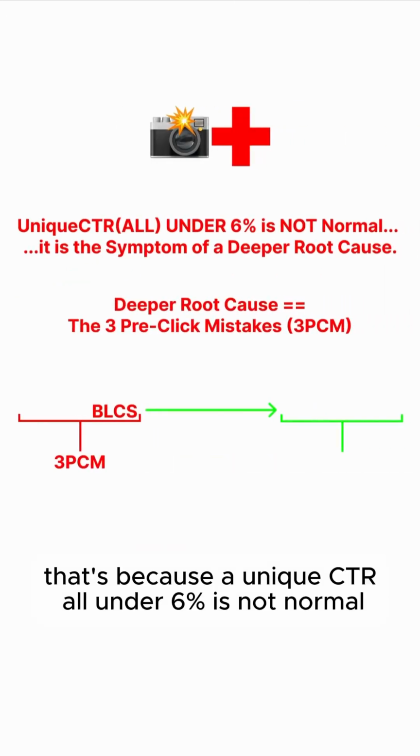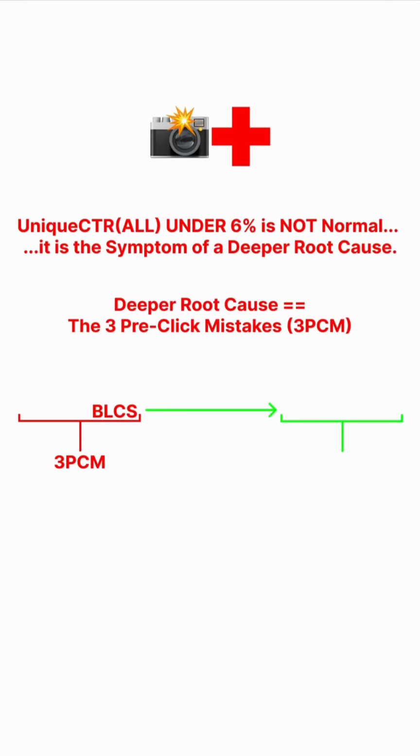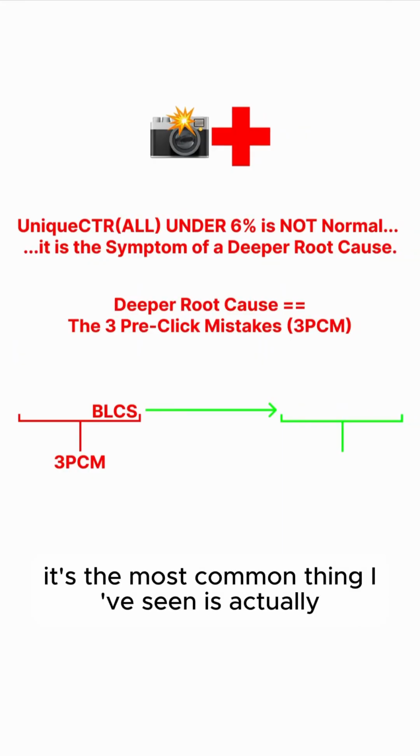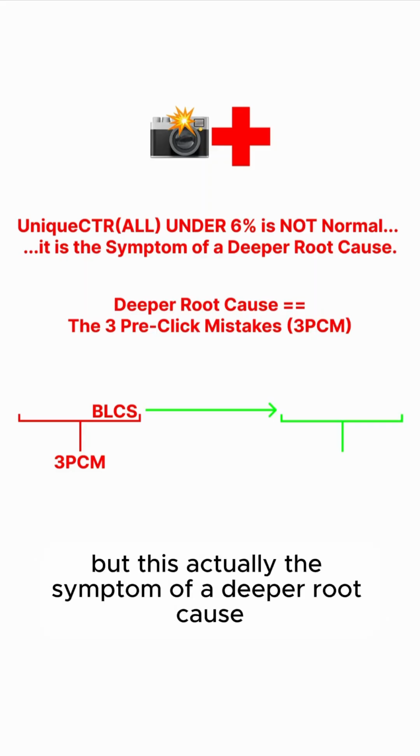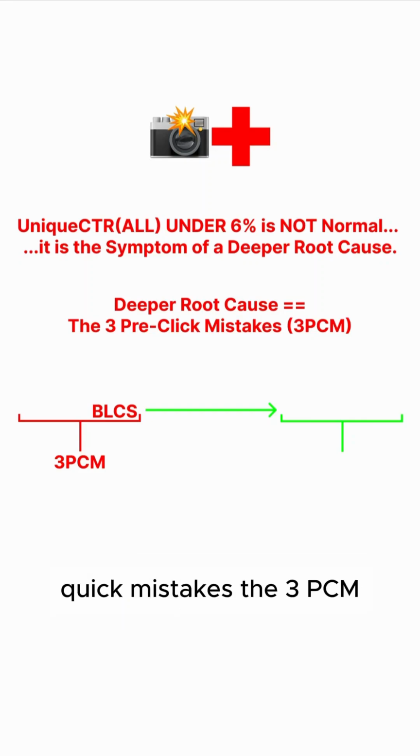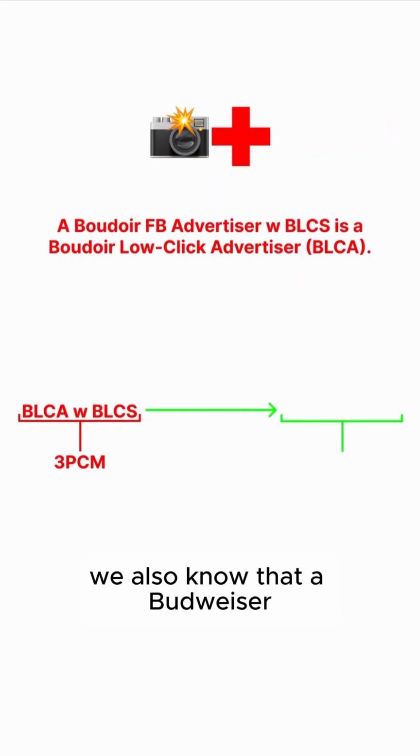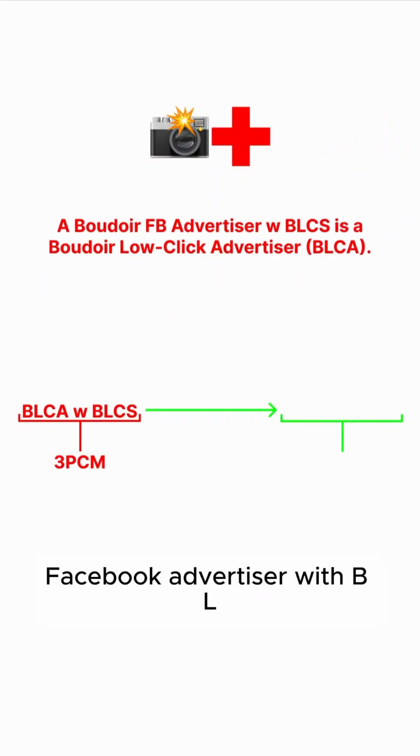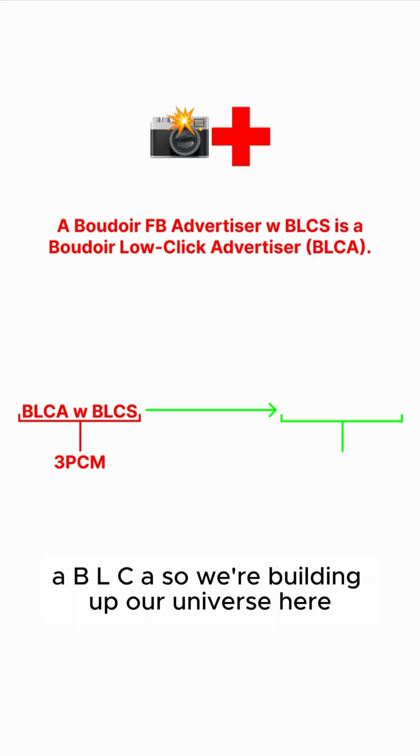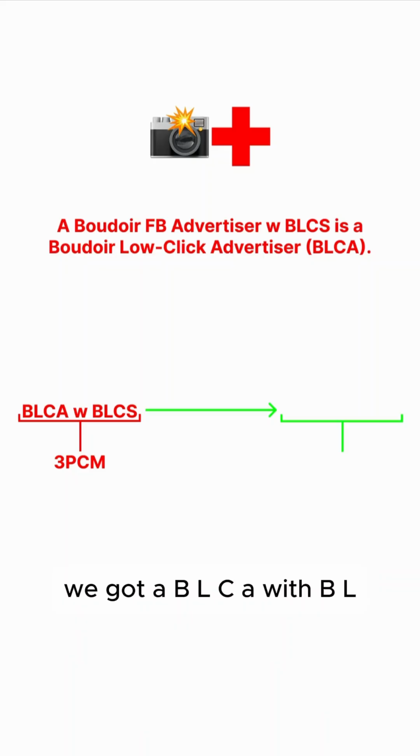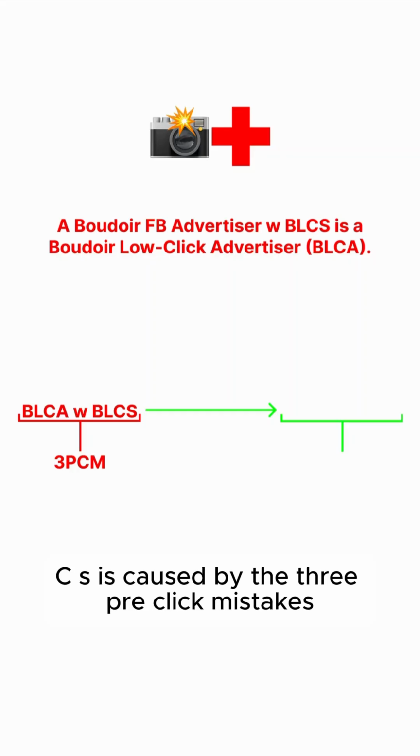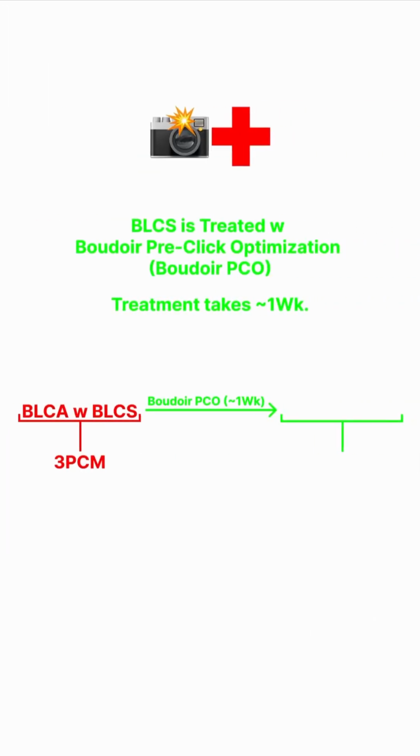That's because a unique CTR under 6% is not normal. Super common, it's the most common thing I've seen, but this is actually the symptom of a deeper root cause. And that deeper root cause are the three pre-click mistakes, the three PCM. More on this at the end of the video. We also know that a Boudoir Facebook advertiser with BLCS is a Boudoir low-click advertiser, a BLCA. So we're building up our universe here. A BLCA with BLCS is caused by the three pre-click mistakes.